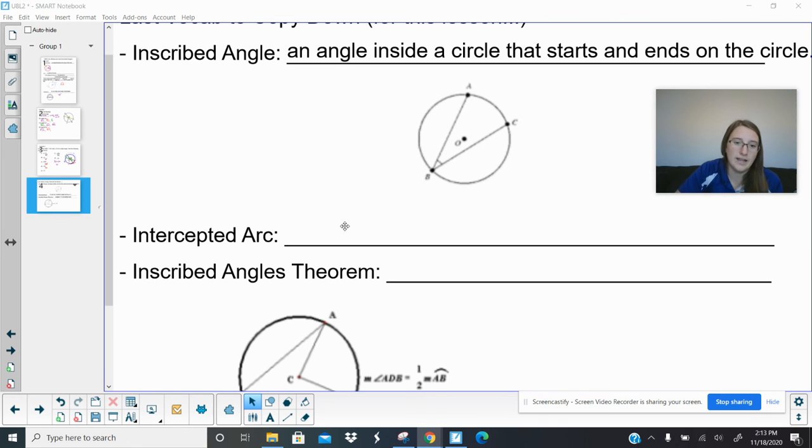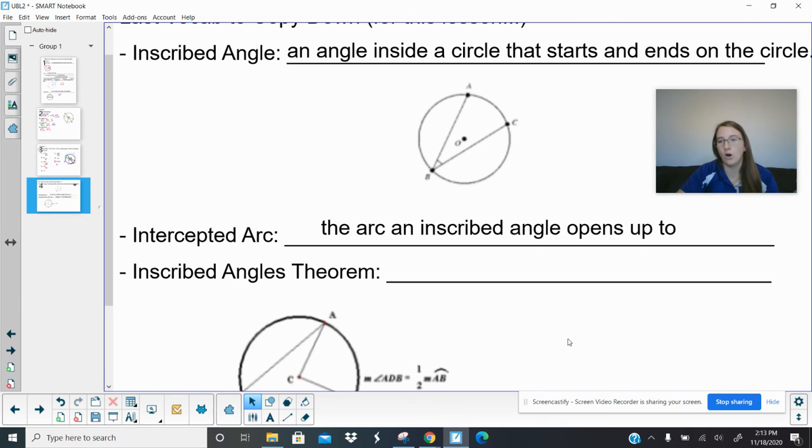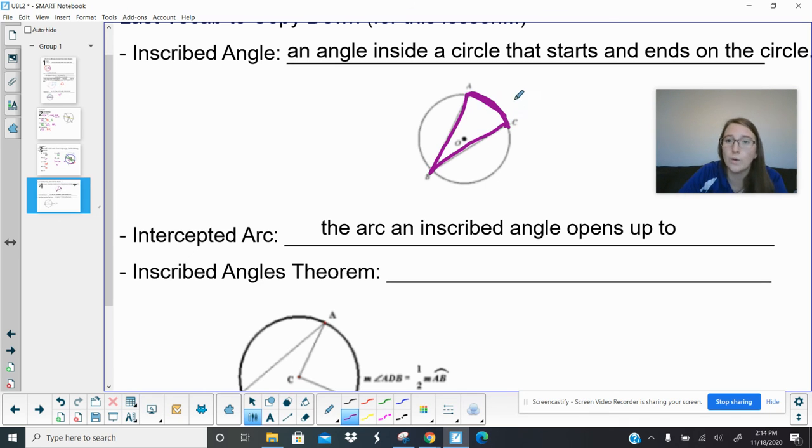Now with these inscribed angles, we have what's called an intercepted arc. And this is just the arc that the angle opens up to. So this angle opens up to this arc, right? Here's my angle. Kind of makes a little pizza slice, right? It opens up to this arc. So we would call this the intercepted arc, arc AC.